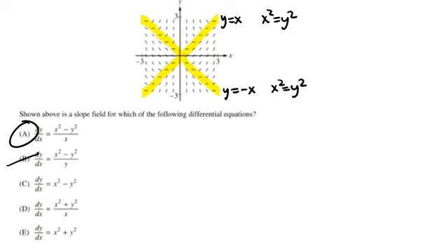I think it's just because there are vertical slopes. Oh, vertical slopes along the y-axis. Yeah, that is true. That is definitely a giveaway. Good point.